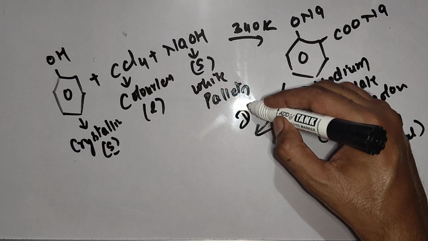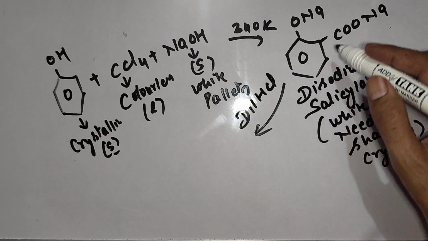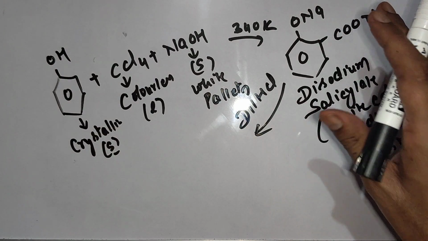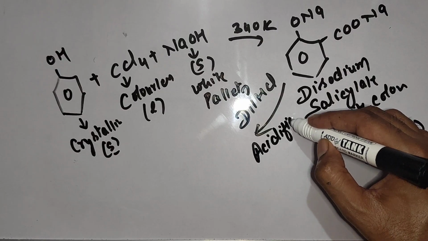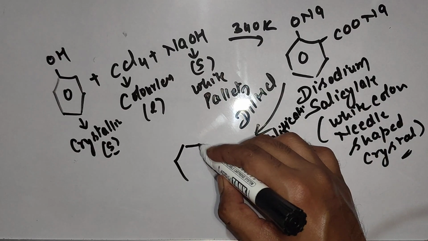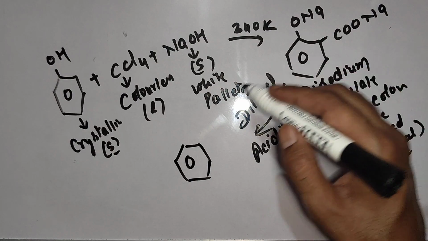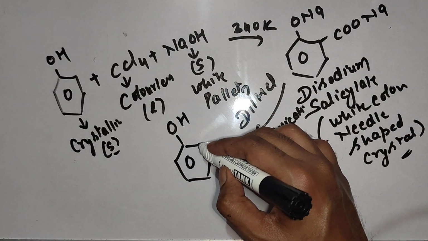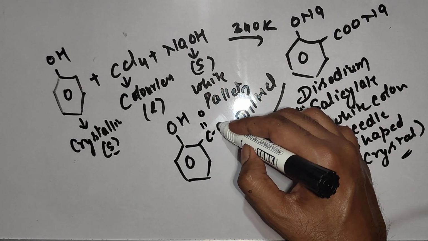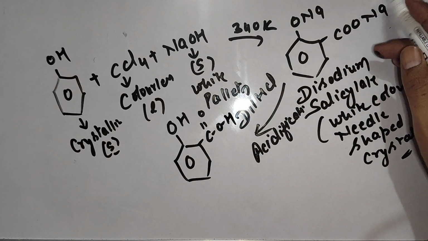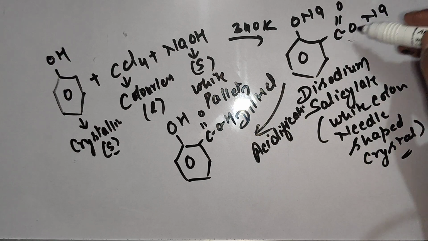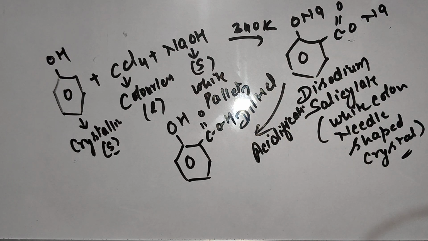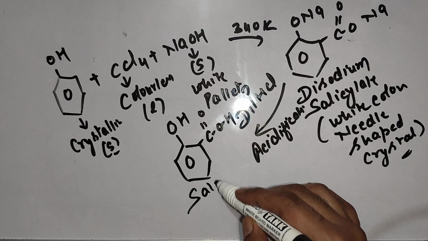Further, you have to perform acidification with dilute HCl, which means you need to treat this white colored substance with dilute HCl. Due to acidification, you know what will happen, the sodium will be replaced by hydrogen. Both sodiums will be replaced by hydrogen. The bonding of this COO is like this. In the mechanism we will discuss. Now the compound which is generated here, the common name is salicylic acid.